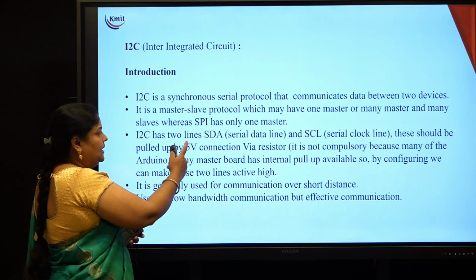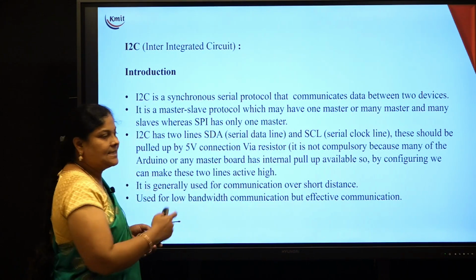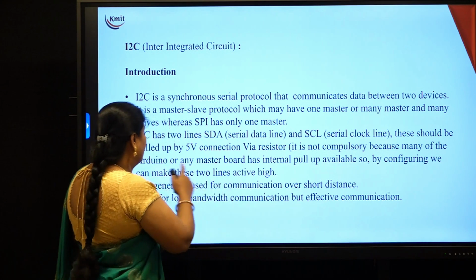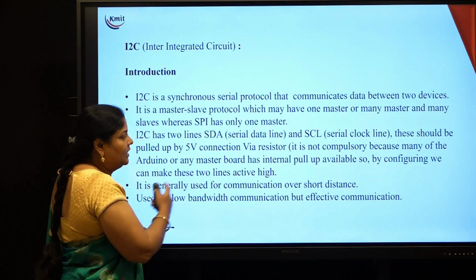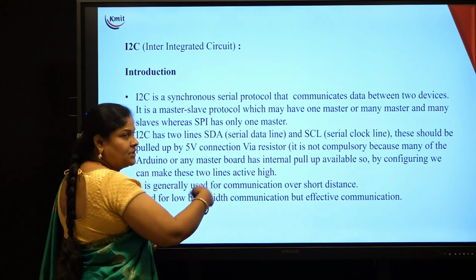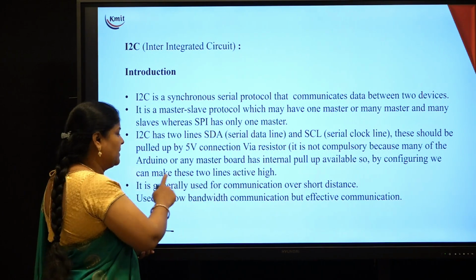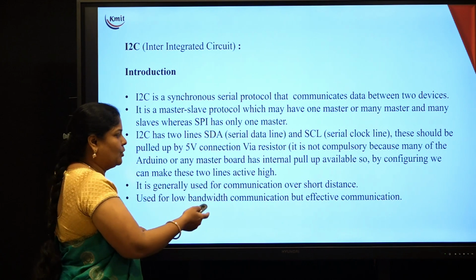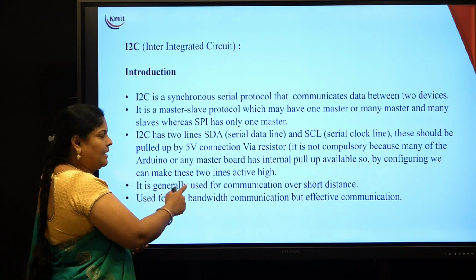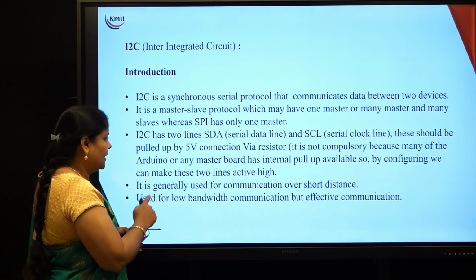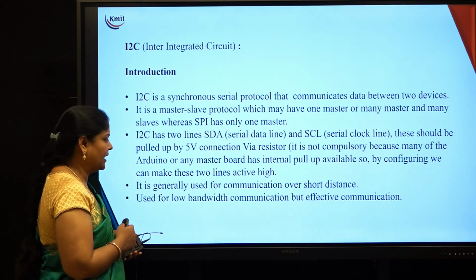I2C has two lines. The two lines are SDA and SCL. SDA is the serial data line, SCL is the serial clock line. There should be a pull up of these two lines by a 5 volts connection via a resistor. This we will see in the diagram in the next slide. This connection is not compulsory because many Arduino devices or any master board have internal pull up available. So by configuring, we can make these two lines active high. If it is not available, then you pull up by a 5 volts connection via a resistor.